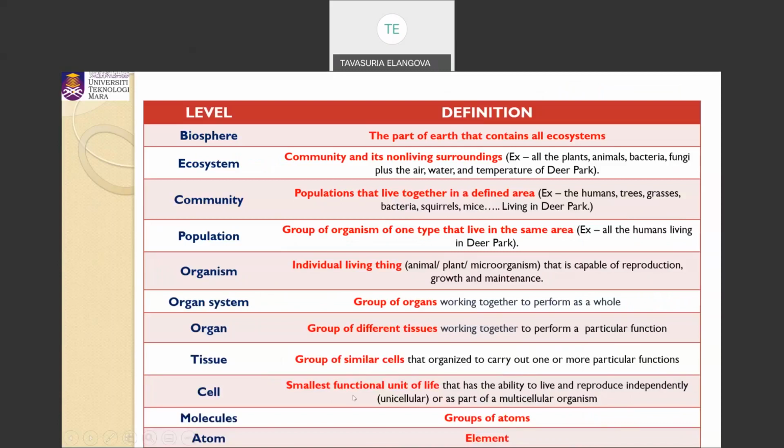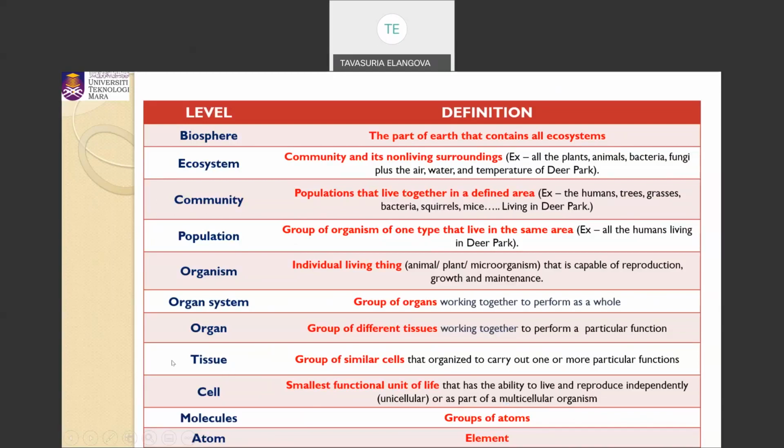Okay, atom means element. For example, hydrogen atom, carbon atom, etc. And then a group of atoms makes up molecules. And then molecules make up macromolecules such as DNA, RNA, etc. The macromolecules make up the organelles in the cell. So the cell is the smallest functional unit of life that has the ability to live and reproduce independently or as part of a multicellular organism.